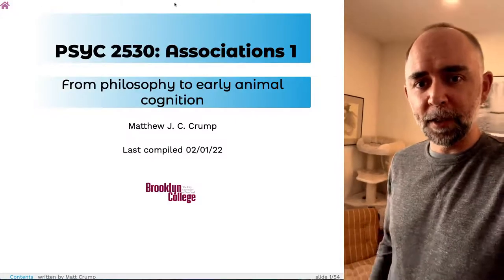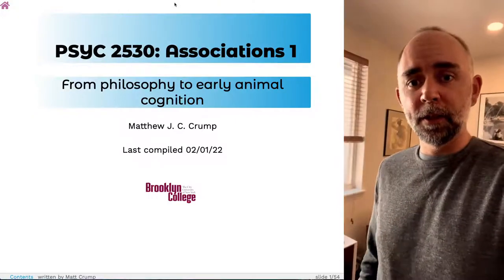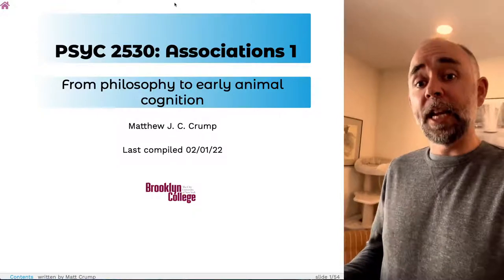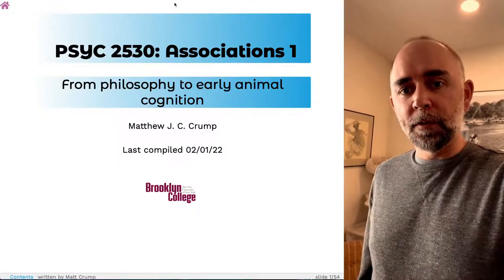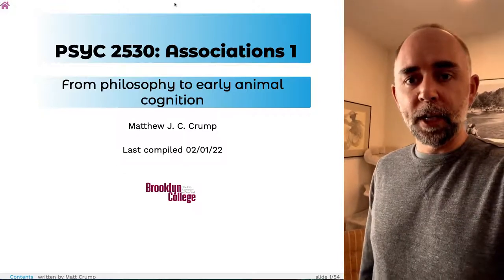So today we're going to be learning about associations, association learning, and some connections to human cognition and animal cognition. One of the people we'll learn about is Edward Thorndike, who did some of the earliest research on animal cognition.